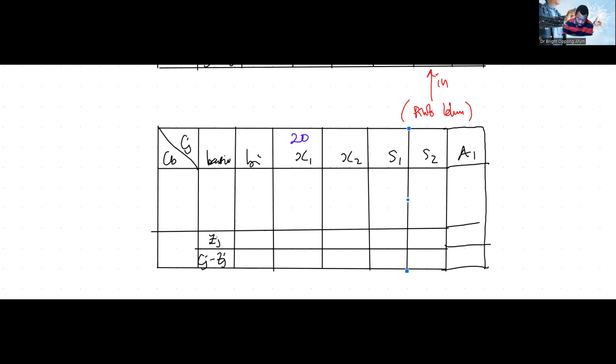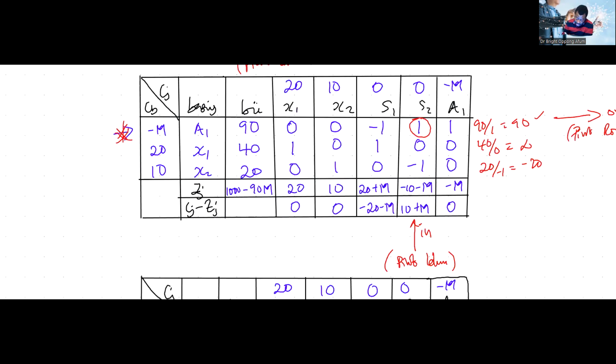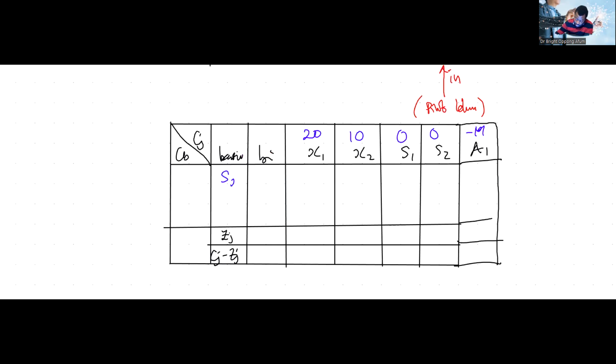Okay, so 20, 10, 0, 0, negative m. Yeah. So a1 is being replaced by s2. So now we have s2. Then which one was the x1 and x2? So x1 and x2, right? So what's the coefficients for the s2 in the objective function is 0, x1 is 20, x2 is 10, right?